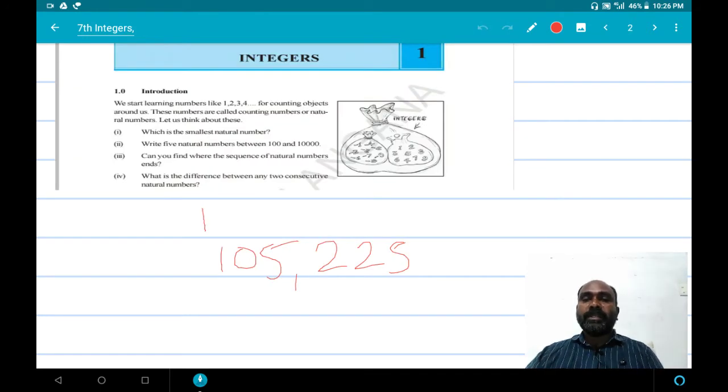Next, integers. Yesterday we learned this one. Once more, we start learning numbers like 1, 2, 3, 4 for counting objects around us. These numbers are called counting numbers and natural numbers. Let us think about this. Which is the smallest natural number? You know already. The smallest number is 1.